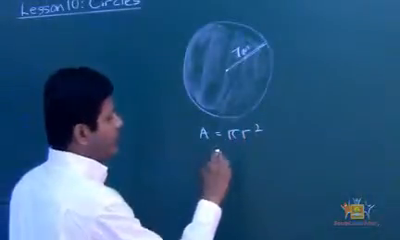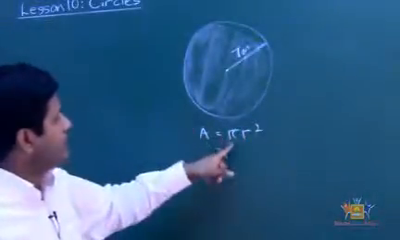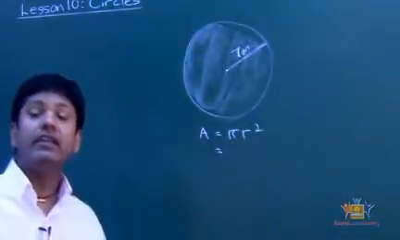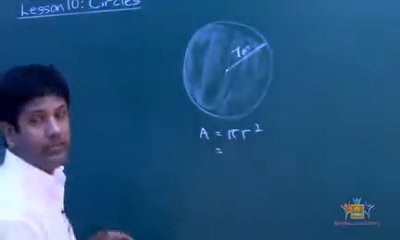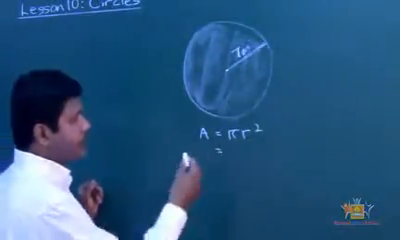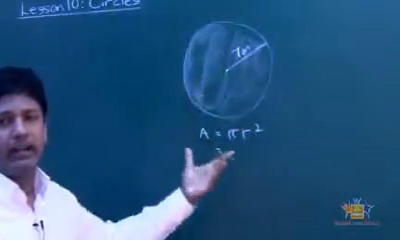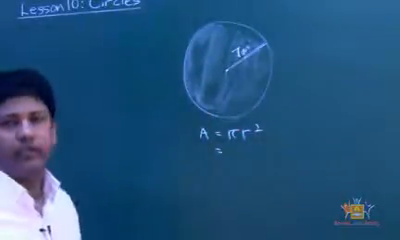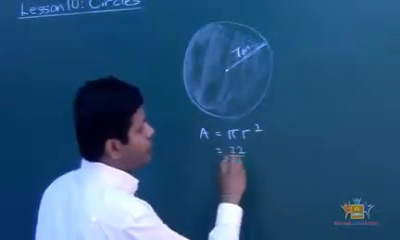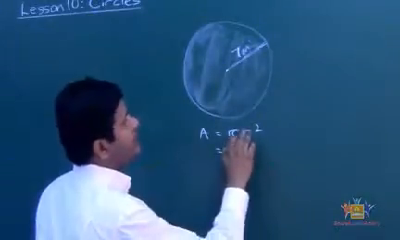Sometimes you can use 3.142 or you can use 22/7. It depends on the numbers. If they say no calculator, I want you to use 22/7. Let's say I ask you to find the area of this circle without using a calculator. So we know pi is 22/7, and r is 7.